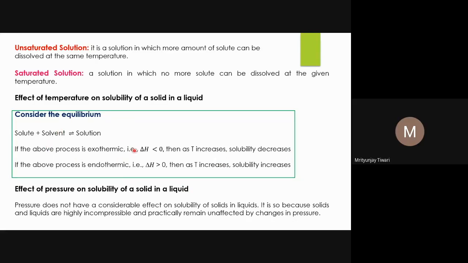So if the dissolution process is exothermic, the delta H is negative. Why negative? Because it is the heat content of the product minus the heat content of the reactant. This is what we call delta H in chemistry. The product here is the dissolved state, and the reactant is the undissolved state, meaning pure solvent and pure solute. The dissolved state has less heat, meaning an amount of heat has evolved and gone into the surroundings, dissipated.